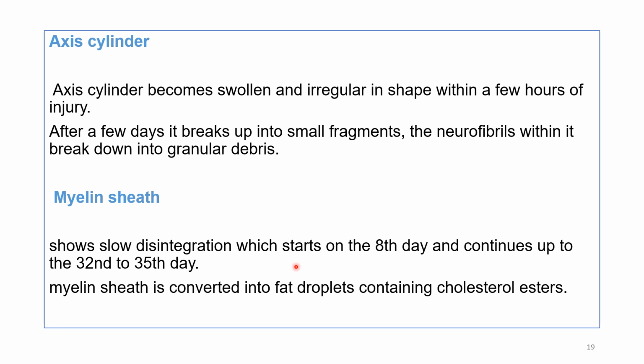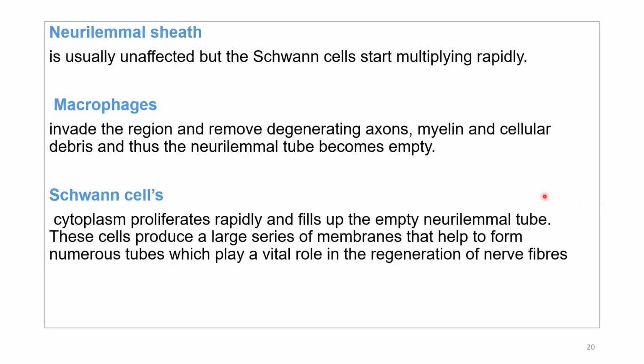It will show disintegration from the 8th day, and the disintegration will continue up to the 32nd to 35th day. This myelin sheath is converted into fat droplets which contain cholesterol esters. Now coming to the neurilemmal sheath. It is usually unaffected, but the Schwann cells start multiplying rapidly. So the neurilemma is intact and not affected, but the Schwann cells will start multiplying.